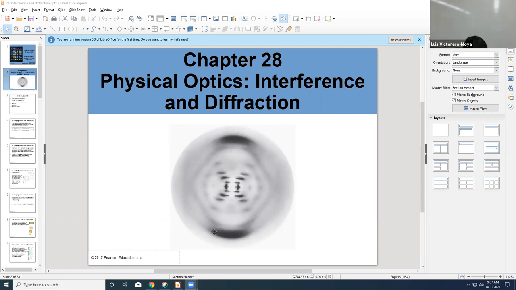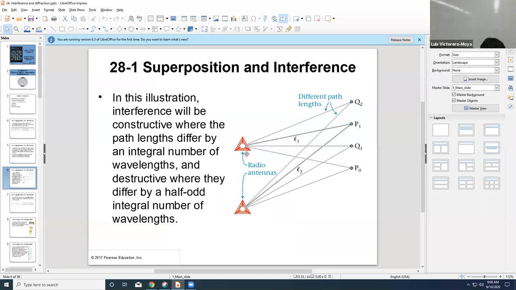But what happens when you have two waves acting from, for example, radio antennas? All right. In astronomy, in radio astronomy, we use radio dishes like that to form what we know as interferometry. Interferometry is the idea of collecting the signal using two or more radio antennas, right?